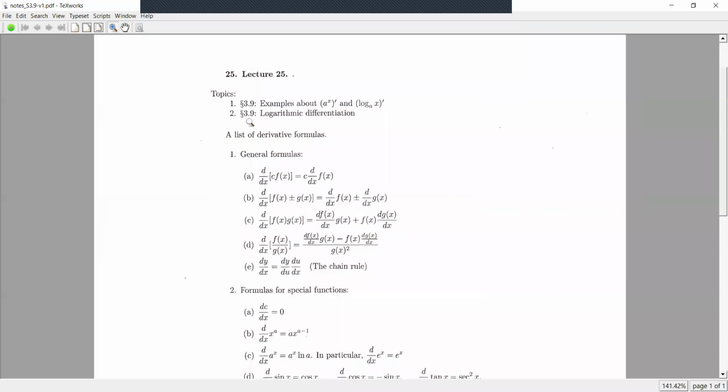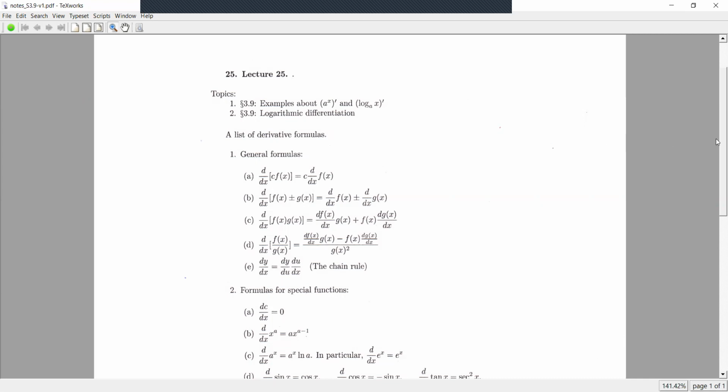Section 3.9 today. Two topics. Topic 1, examples about the derivative formulas for exponential functions and logarithmic functions. Second topic, logarithmic differentiation. Now, before I present these two topics, let me show you a complete list of the derivative formulas that we need to remember.